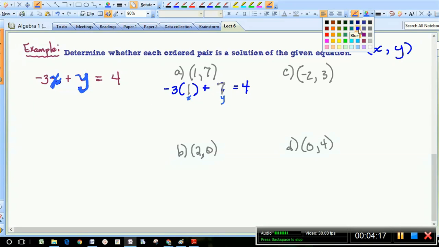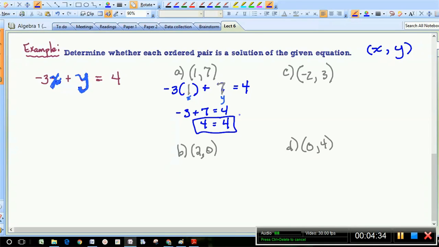Okay, so go ahead and do the math. We have negative 3 plus 7 is equal to 4. Just clear up each side individually. Look at the left side: 7 minus 3 is 4. And bring down the right side: 4 is equal to 4. So this is true. So that means what? It is a solution. So that is verified. Put a little check mark.